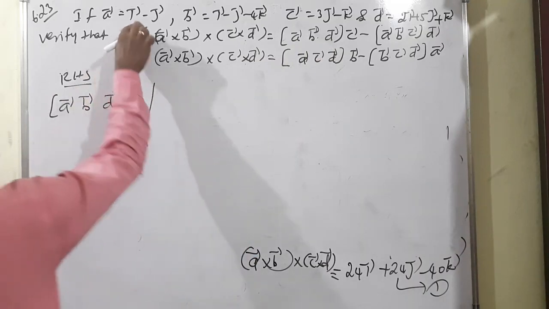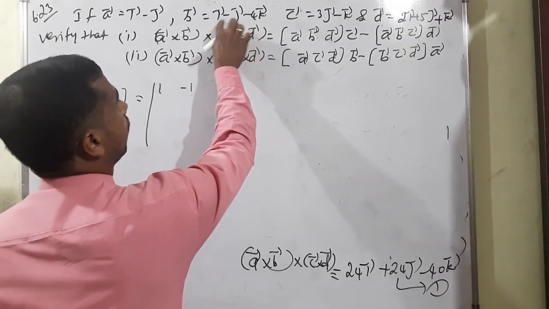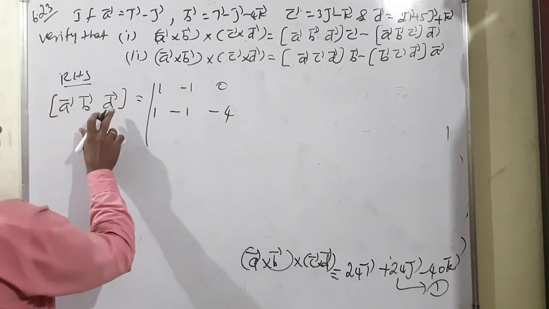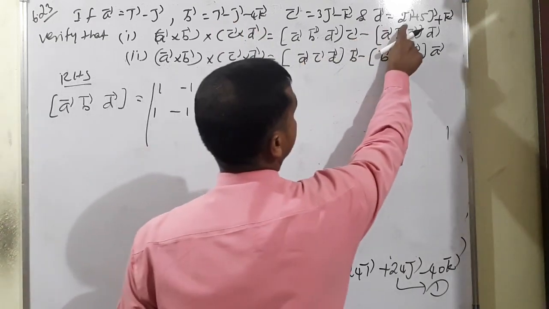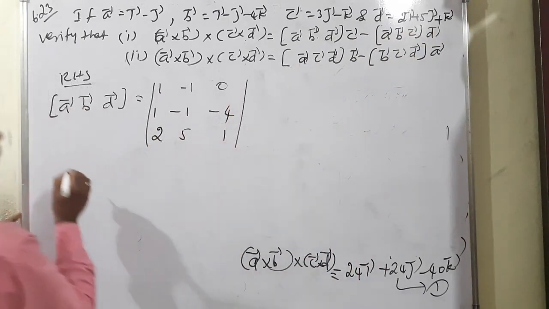So A vector is again 1, minus 1, 0. B vector means 1, minus 1, minus 4. Then D vector, not C. D vector means 2, 5, 1. Simplify now.